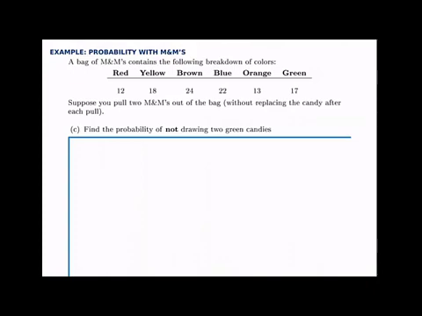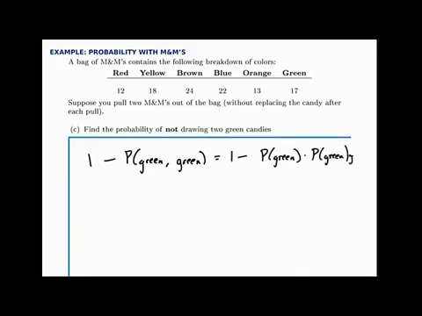It's much, much easier to first find the probability of drawing 2 green ones, and then remember that the probability of that not happening is just 1 minus that answer. So this is much, much easier. And then this one looks just like the ones we've done previously, especially part A. So we'll have 1 minus the probability that you draw a green one first times the conditional probability that you draw a green one second.